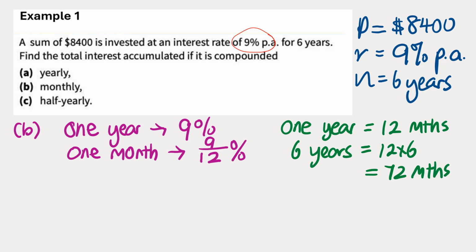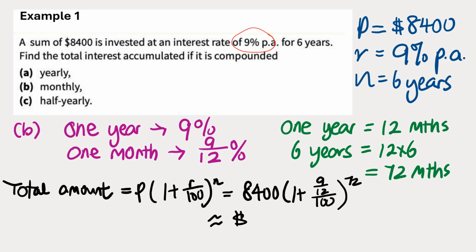So let's write down the formula to calculate the total amount. One thing to take note of is the rate. If your rate is calculated monthly, then the n will also be in terms of month. The rate has to be in terms of month, and the n also must be in terms of month. It must synchronize.